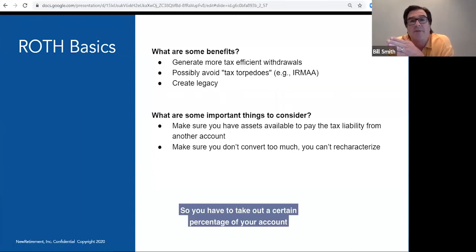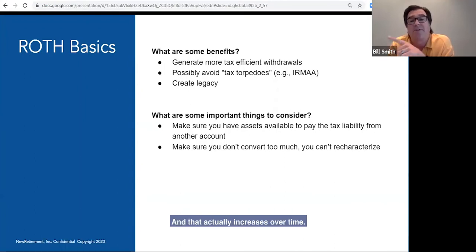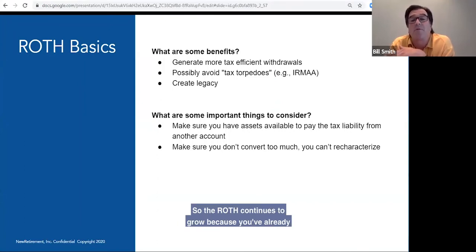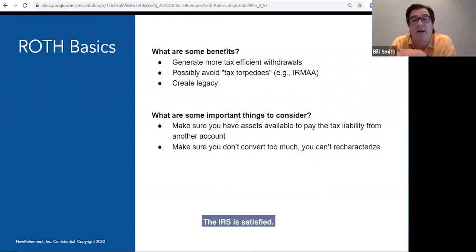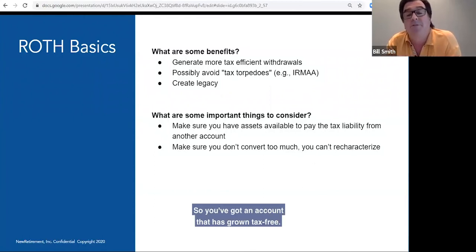So you have to take out a certain percentage of your account every year during your lifetime. And that actually increases over time. So it's 4% one year, and then it's 4.2%, 4.5%, and the idea is that the IRS wants their money, so they're going to make you take money out. They're called required minimum distributions. You don't have that with a Roth. So the Roth continues to grow because you've already paid your taxes. The IRS is satisfied, so you've got an account that has grown tax-free.